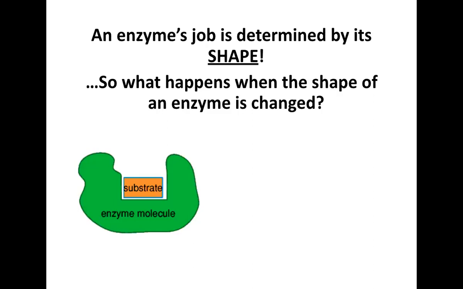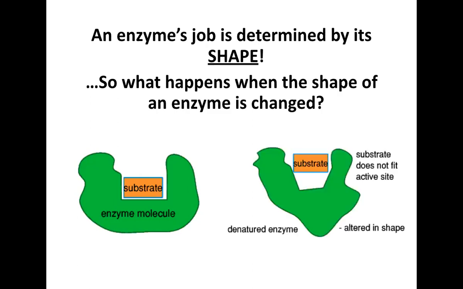to know this, and this is super, super important. So an enzyme's job is determined by its shape. So not every enzyme is going to look the same, okay? So what happens if we change the shape of an enzyme? Okay, so you see the first one, do they fit? Okay, what about the second one?